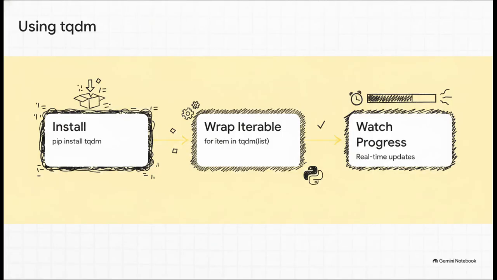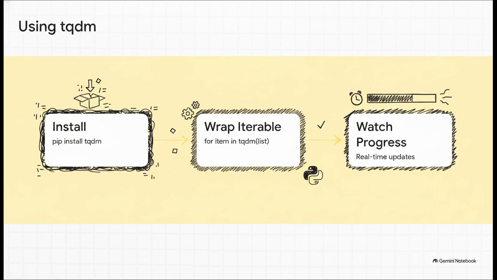Putting this into practice is seriously straightforward. Honestly, the minimal code changes required to get this massive value is a huge plus. The adoption path is incredibly simple. Step 1, you just install it: pip install tqdm. Step 2, you literally just wrap your iterable with the tqdm function. So instead of for item in list, it's for item in tqdm, passing in that list. And step 3, you just sit back and watch it work. That one single tiny change automatically gives you a real-time updating progress bar. Almost zero changes to your existing code.